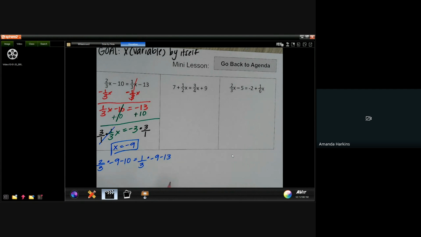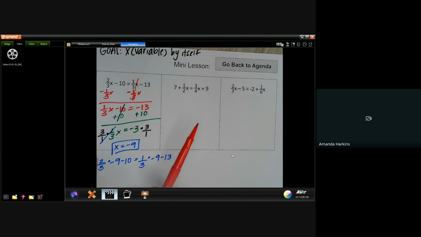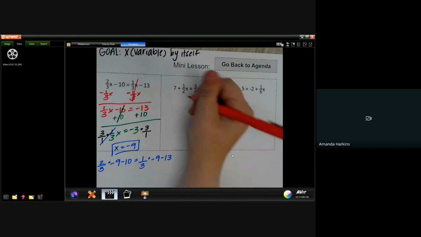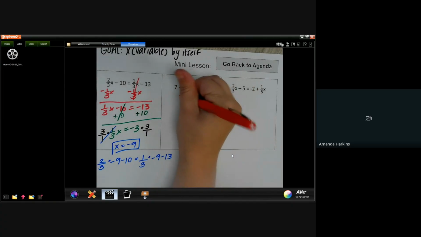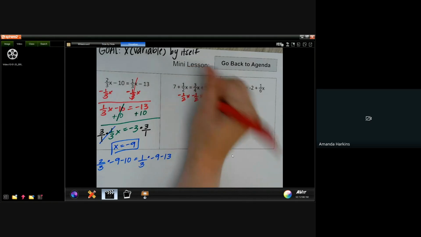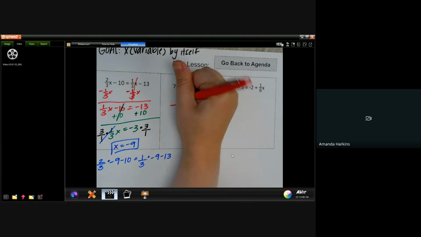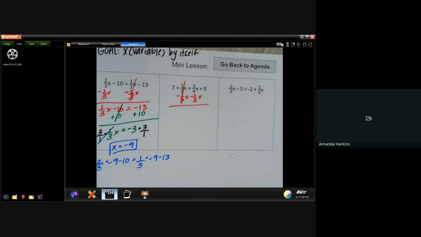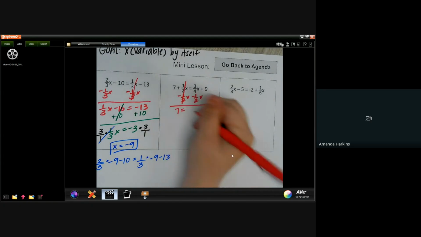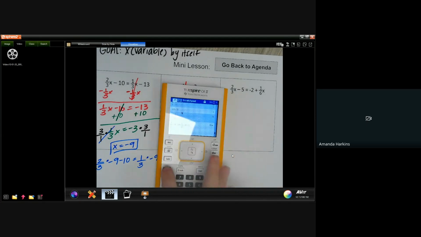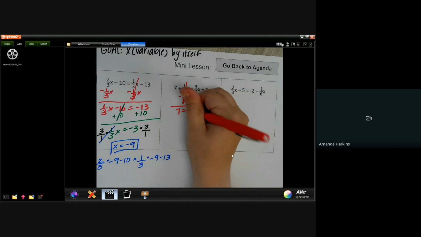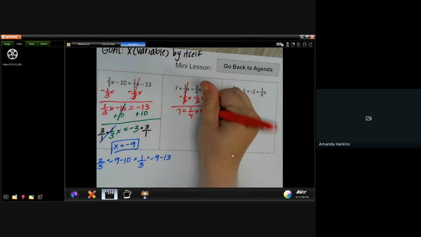So remember the steps. We're always going to move our smaller coefficient. So between 1/2 x and 3/4 x, 1/2 x is smaller. So I have minus 1/2 x, minus 1/2 x. My 1/2 x, they zero out. So I'm going to bring down my 7. 3/4 minus 1/2 gets me 1/4. So I have 1/4 x plus 9.